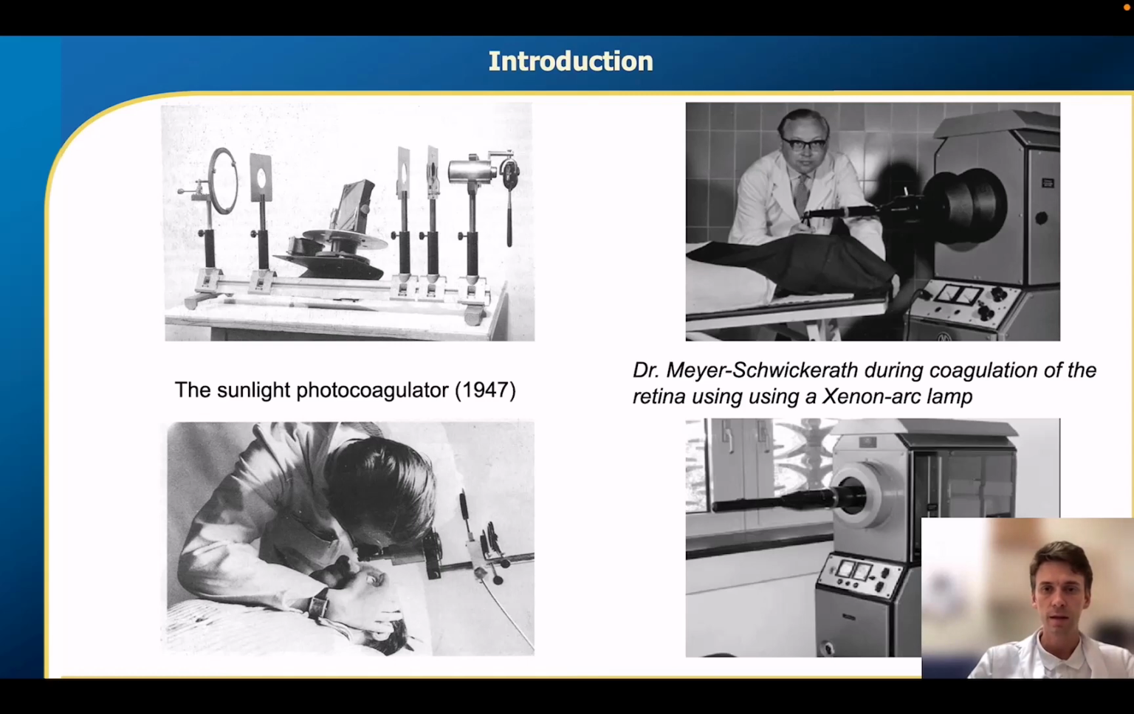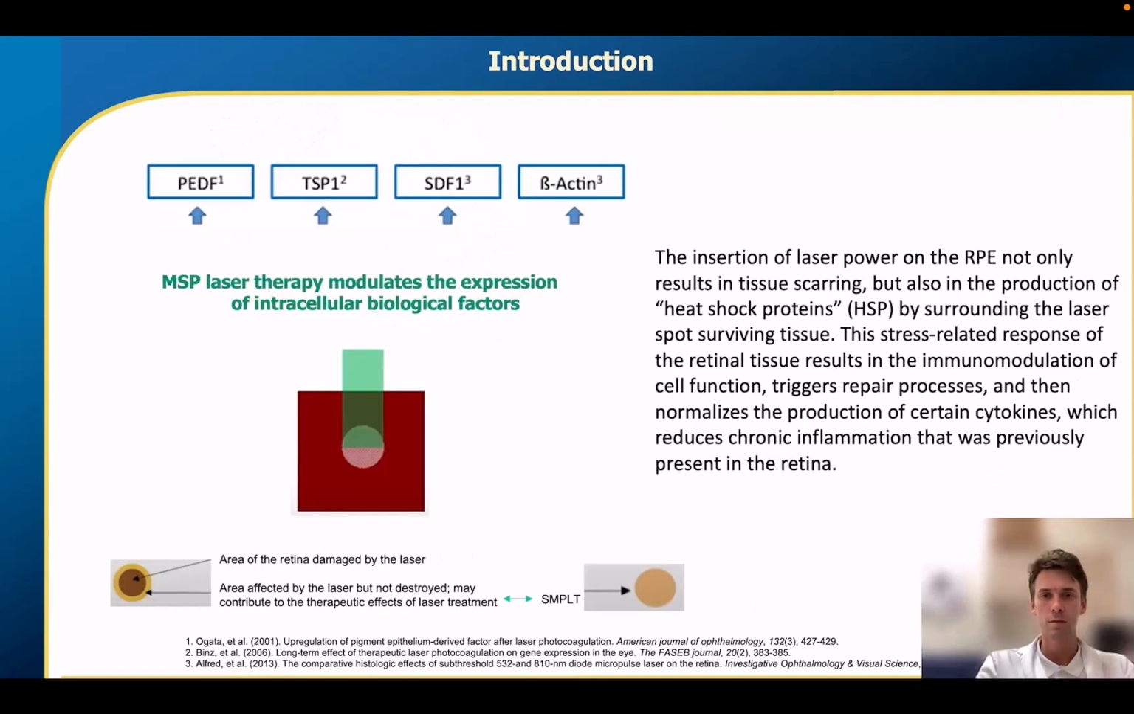Unfortunately, the technique was limited by weather conditions, the lengthy exposure time required, and the constantly changing angle of the sun in the sky. The first retinal photocoagulation using an artificial light source was performed in 1956 by Meyer-Schwickerath using a xenon arc lamp of his design that was built in cooperation with the Zeiss company.